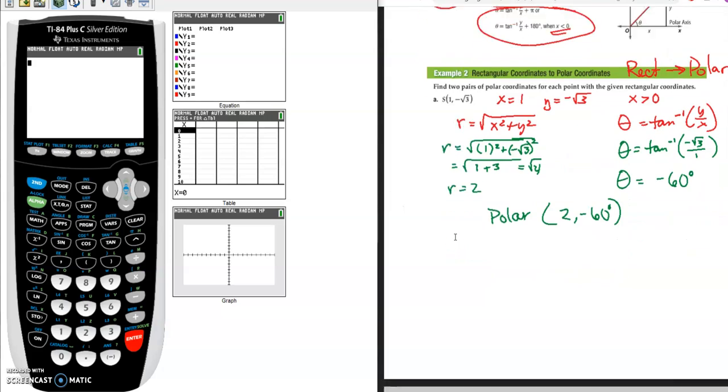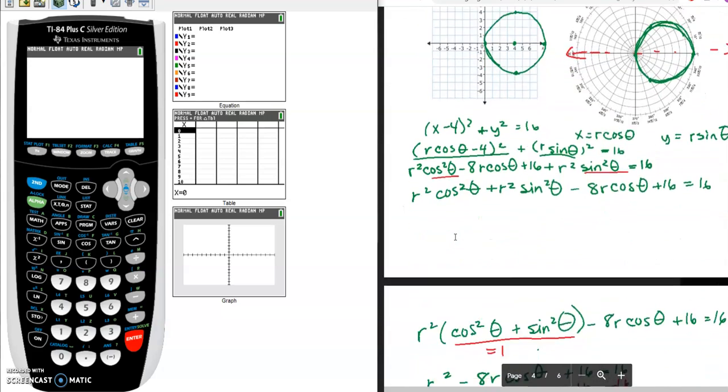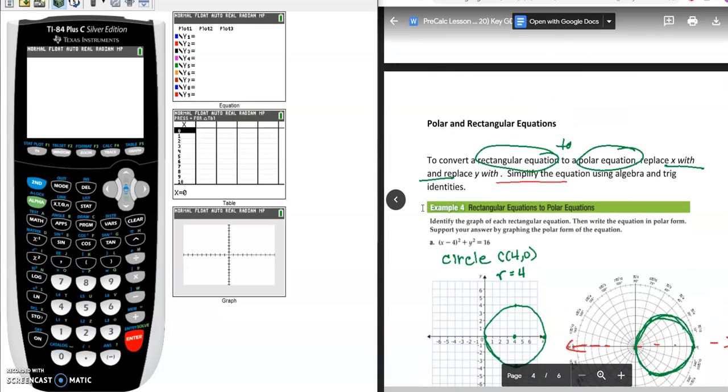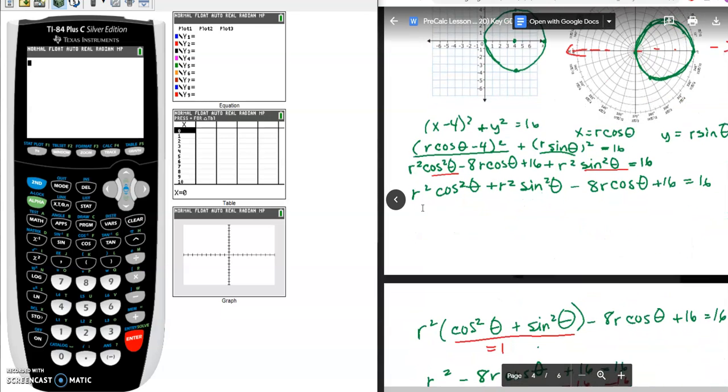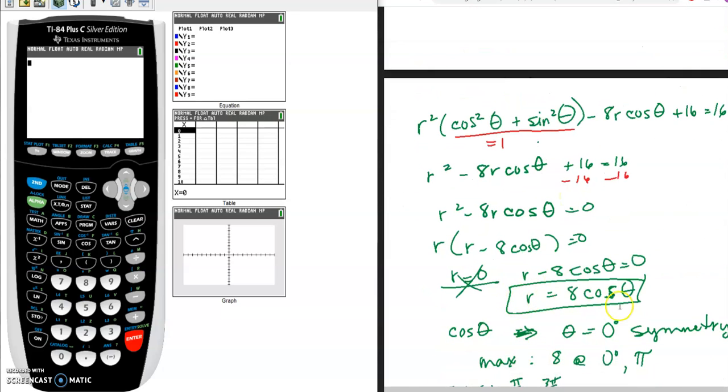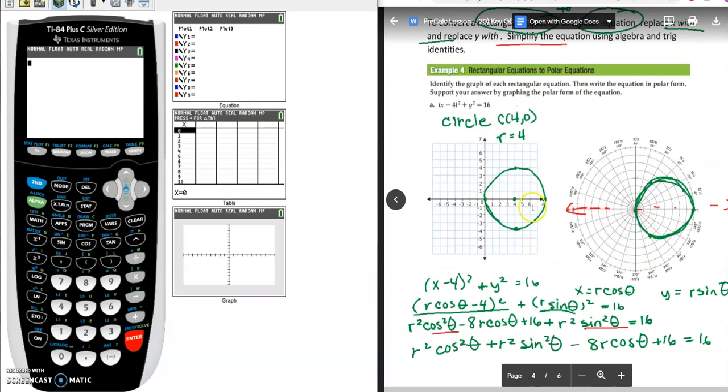Let's start with this one right here. In example 4 in the last set of notes, in part A, we had to take this conic section, which was a circle, and change it to a polar equation. We had several steps for that, and we ended up with r equals 8 cosine theta. I'm just going to show you how to enter that on your calculator.